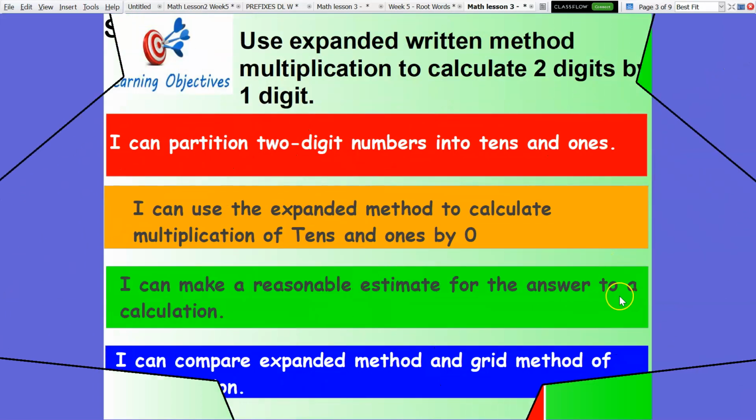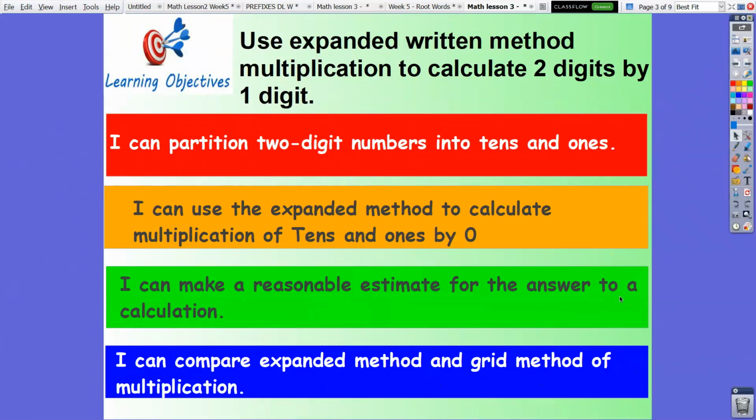Our learning objective is to use expanded written method multiplication to calculate two digits by one digit. Success criteria. I can partition two-digit numbers into tens and ones. I can use the expanded method to calculate multiplication of tens and ones. I can make a reasonable estimate for the answer to a calculation. And I can compare expanded method and grid method of multiplication.